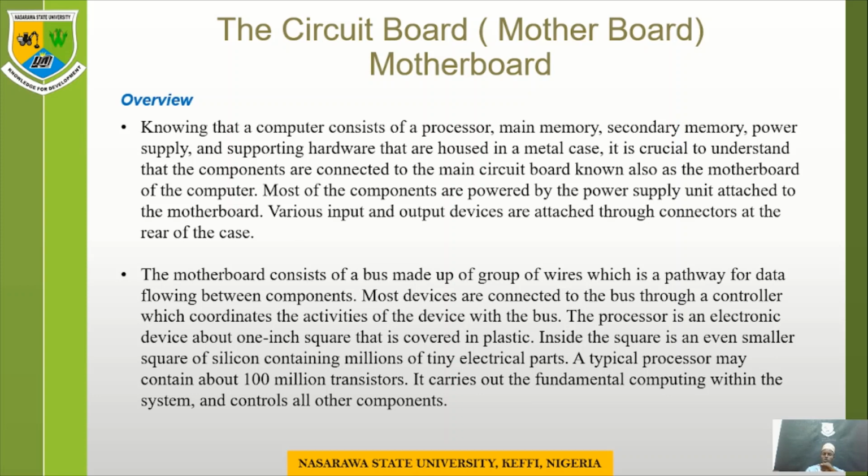So a computer consists of a processor, main memory, secondary memory, power supply, and supporting hardware that are housed in a metal case. When we say they are housed, that is, they are enclosed in a metal case. It is crucial to understand that the components are connected to the main circuit board, known as the motherboard. So all these parts that make up the computer are connected to a circuit, and that circuit is what we refer to as the motherboard.